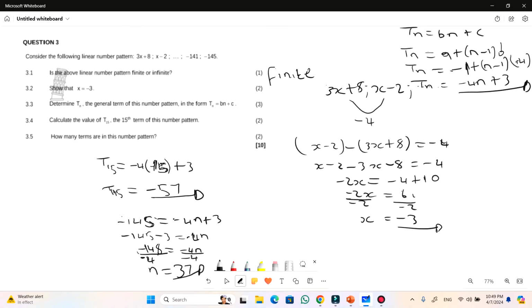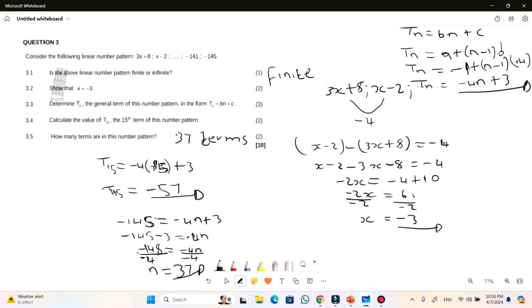Now we can answer their question. They said how many terms are in this number pattern. So the terms in this number pattern are 37. There are 37 terms here. This is the answer to this question. You cannot just calculate and then leave it like that. You need to specify it's 37 terms, right? So we are now done with this question.